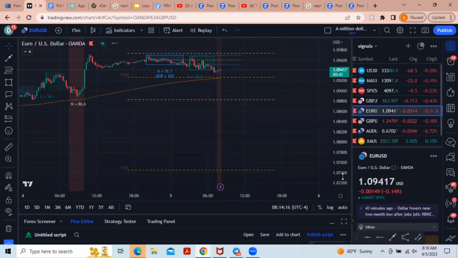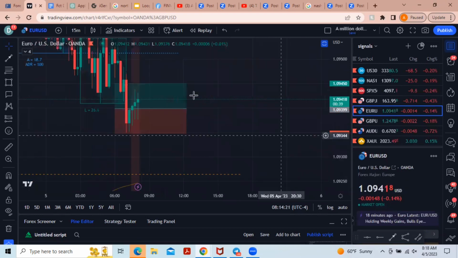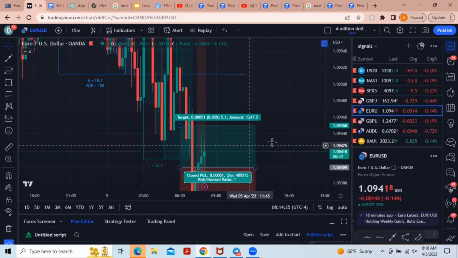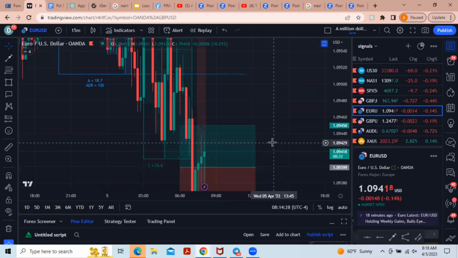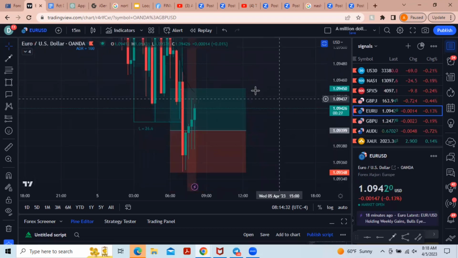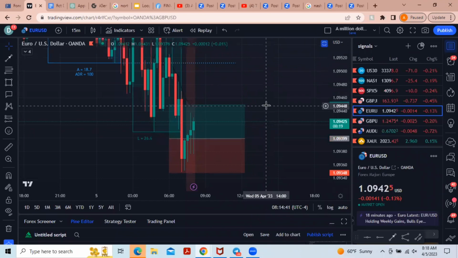Euro USD. And if you're gonna go for this trade, if you're in this trade, make sure you take profit right up here at 1.09450. So make sure you get your partials up here. Make sure you do that, of course, 100%.